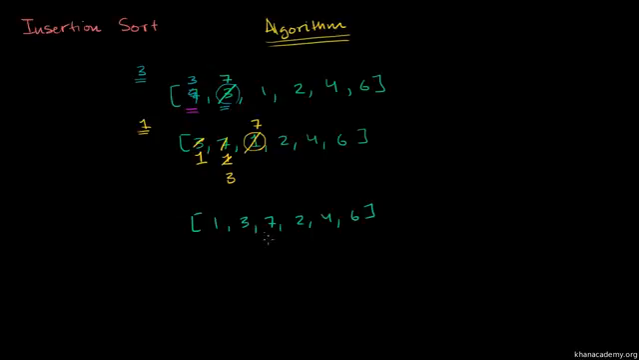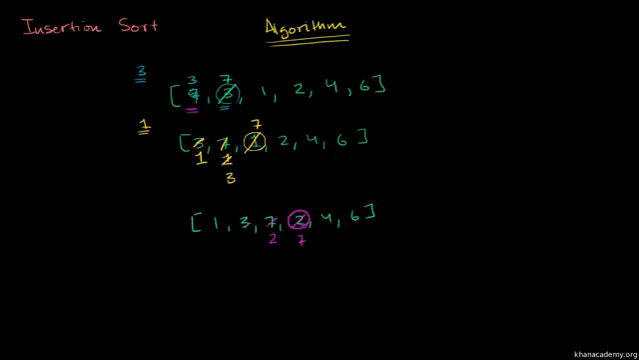So let's now go to the next index, or the next item in the list. And that is this 2 over here. And so we compare the 2 to the 7. 2 is definitely less than the 7. So let's put the 7 where the 2 is, and let's put the 2 where the 7 is.